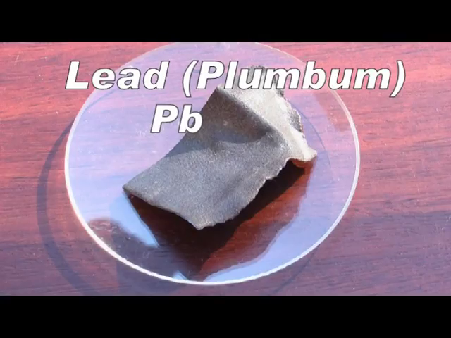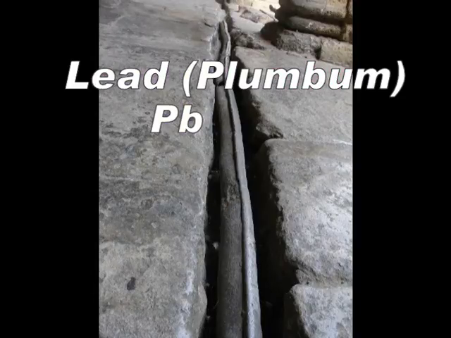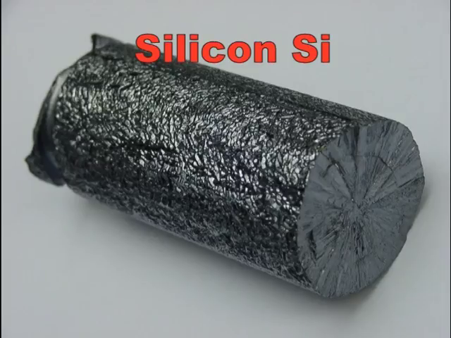Lead is a soft, poisonous, dark grey heavy metal. The Romans called it plumbum and used it for plumbing. So we use the unusual symbol Pb for lead. Silicon is a grey semi-metal with symbol Si. Silicon is found in sand and most rock minerals.